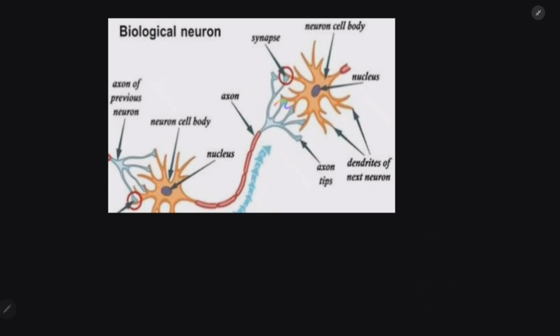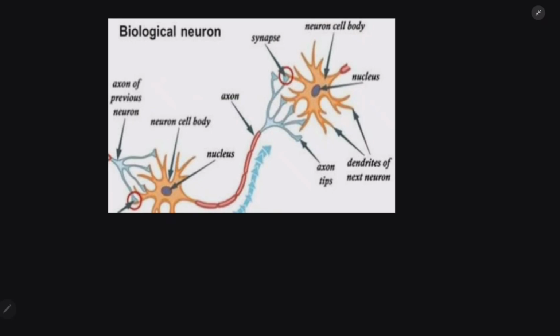I copied that image from online, so the source should be online. This is not my image. We should credit this to some website. Here you can see that there are two neurons. One is this neuron and another one is this neuron. And we know that during the brain activity, these neurons communicate with each other. They pass the information from one neuron to another neuron.